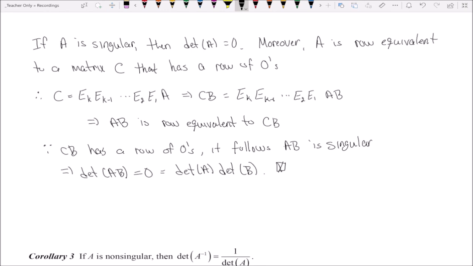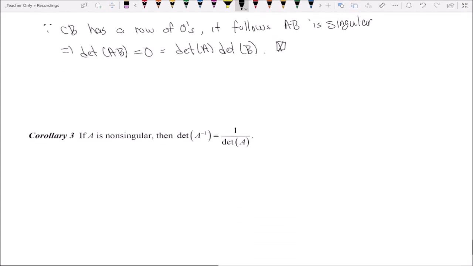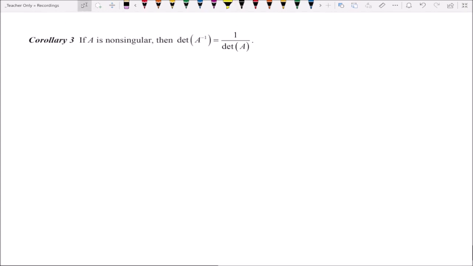As a final property, a corollary of this, if A is non-singular, then the determinant of A inverse is 1 over the determinant of A. And of course, the proof of this is fairly straightforward. It should follow almost directly from the theorem we just proved, and so would be left as an exercise. So that concludes our video on the method of reduction to triangular form.